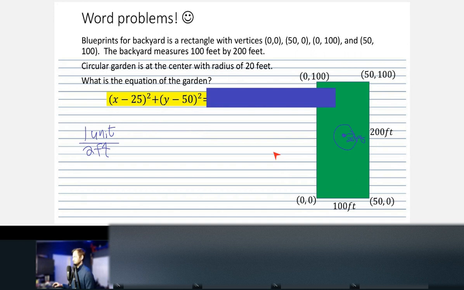COVID cut it short. Yikes. All right. Geometry is too.